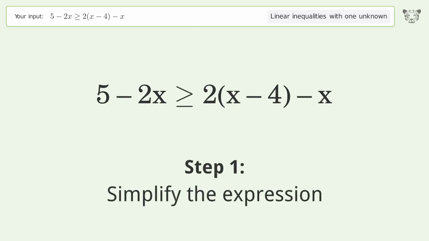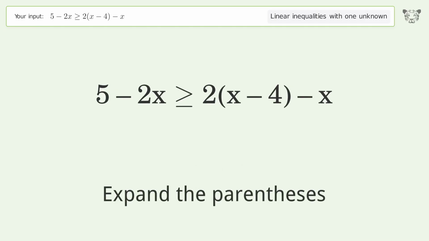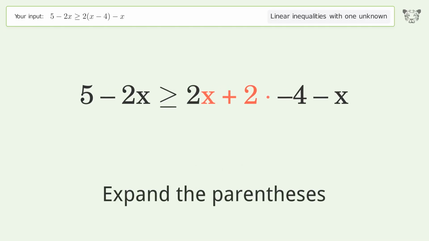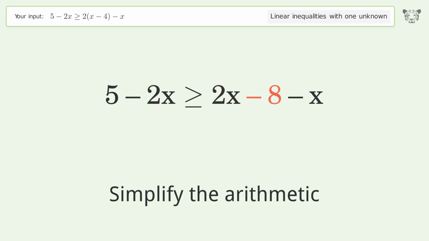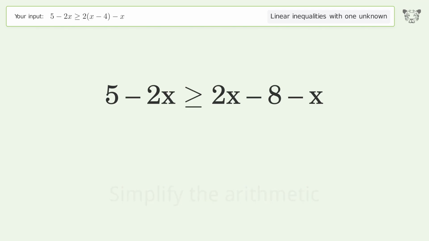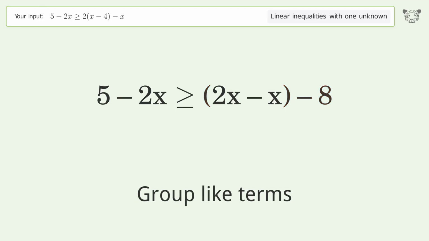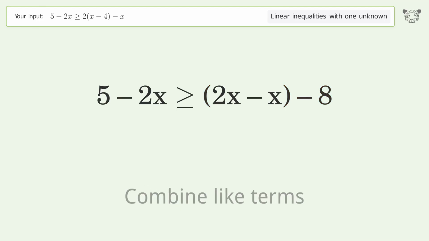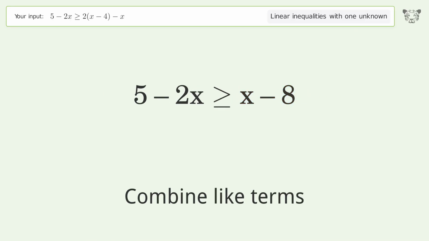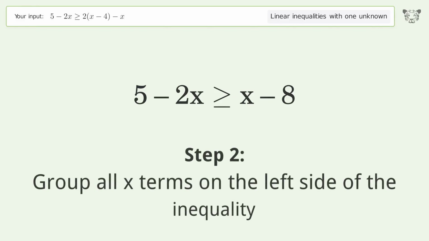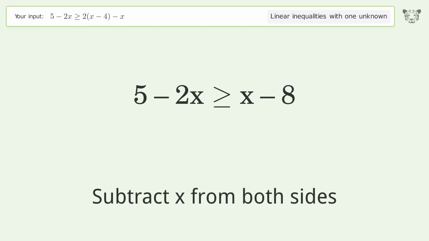Simplify the expression. Expand the parentheses. Simplify the arithmetic. Group like terms. Combine like terms. Group all x terms on the left side of the inequality. Subtract x from both sides.